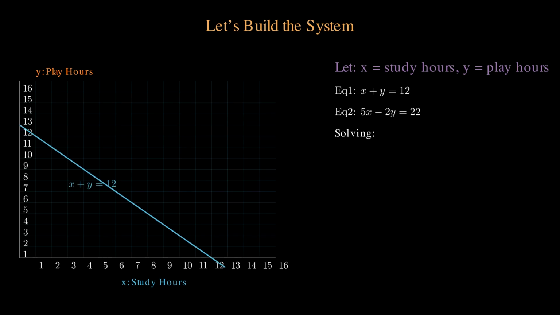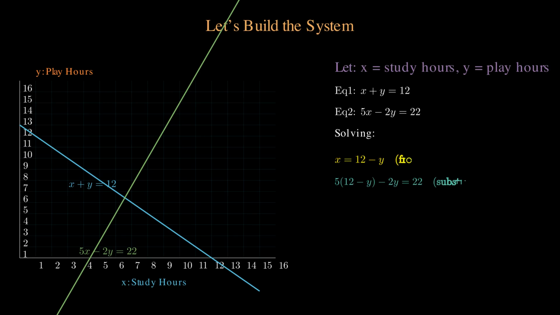Let's draw both equations on a graph to find where they intersect. Let's solve the system. From the first equation, we find x equals 12 minus y. Then substitute into the second equation. Distribute 5, 60 minus 5y, subtract 2y, and set it equal to 22. Combine like terms, negative 7y equals negative 38. Solving gives y equals 38 over 7. That's about 5.43 hours of play.